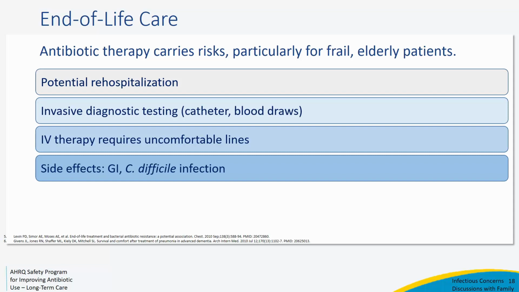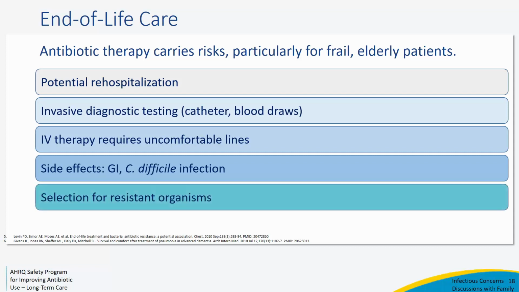The risks of antibiotic use may not align with people who have expressed their wishes for comfort as the main goal of their end-of-life care. Also, as we've discussed before, inappropriate or unnecessary antibiotic use has the potential to negatively impact broader public health outcomes by contributing to the selection of resistant organisms that can be transmitted to other residents at the facility and through those individuals to other healthcare settings.